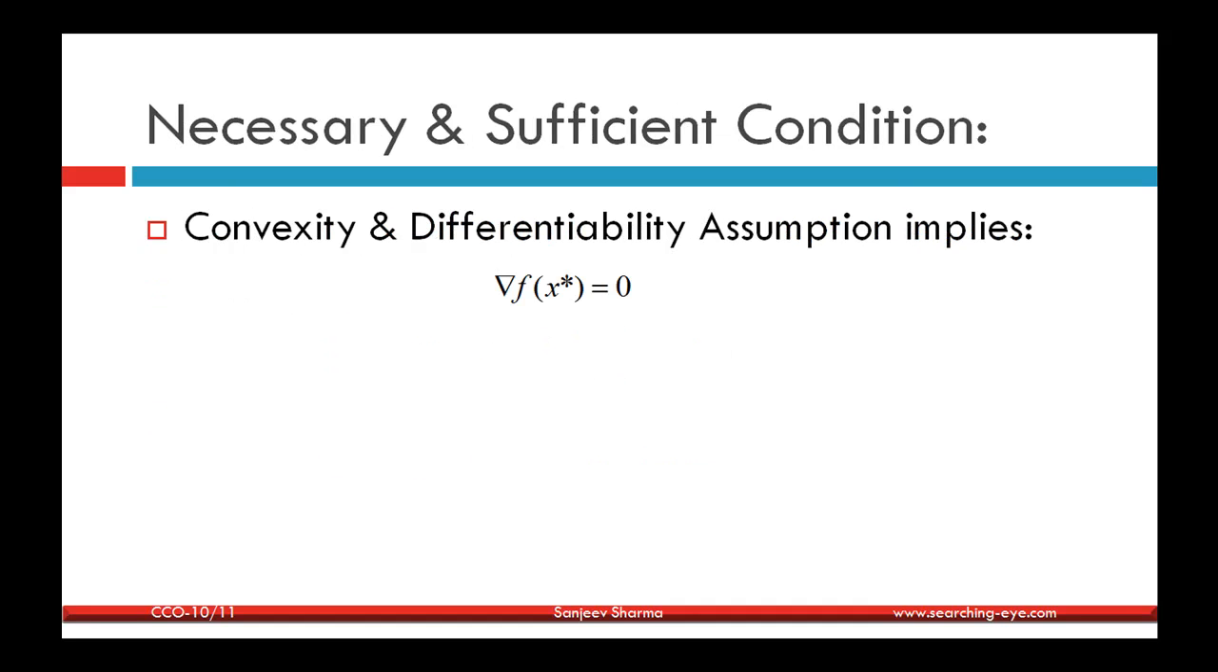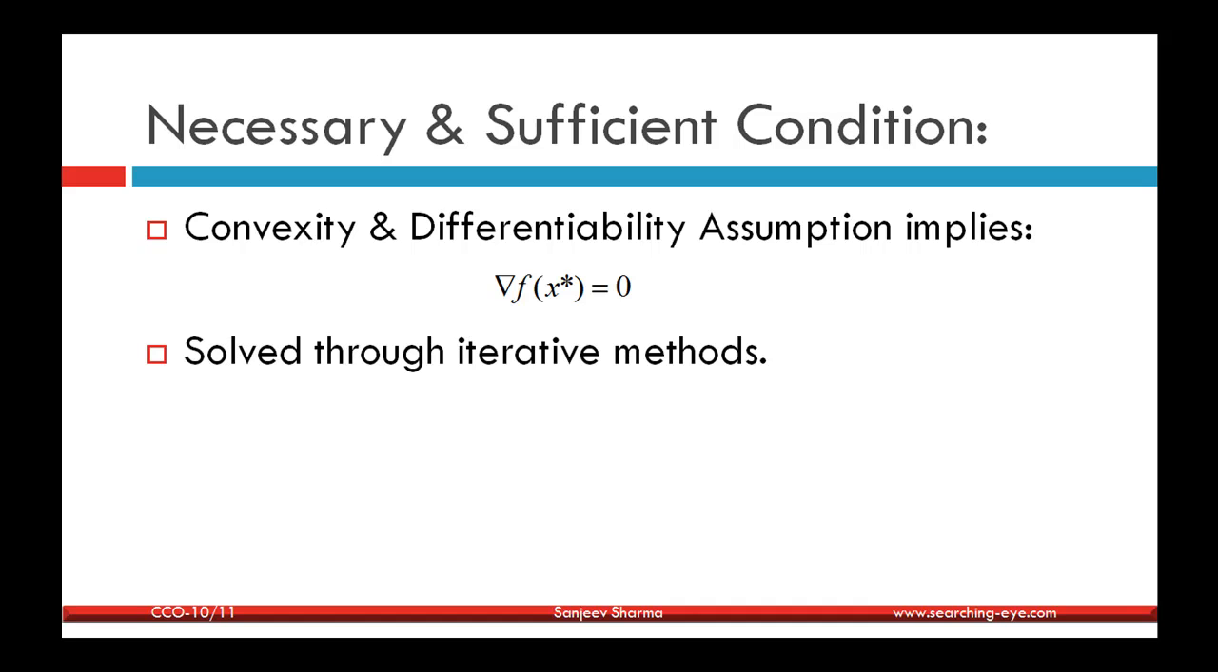The convexity and twice differentiability assumption implies that for x to be an optimal solution of this minimization problem, its gradient should vanish. So the gradient of f at x star is 0. Since this function is convex, it will have a unique minimizer, and if the gradient vanishes at a certain x, it means that x is the optimal solution.